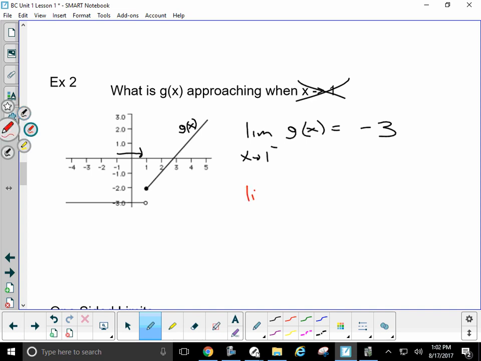If I looked at the right-hand limit, well, I'd be approaching 1 from the right. As I approach 1 from the right, my function values would be approaching this y value of -2. As I get closer to 1, I start on these values and get closer and closer to the y value of -2.